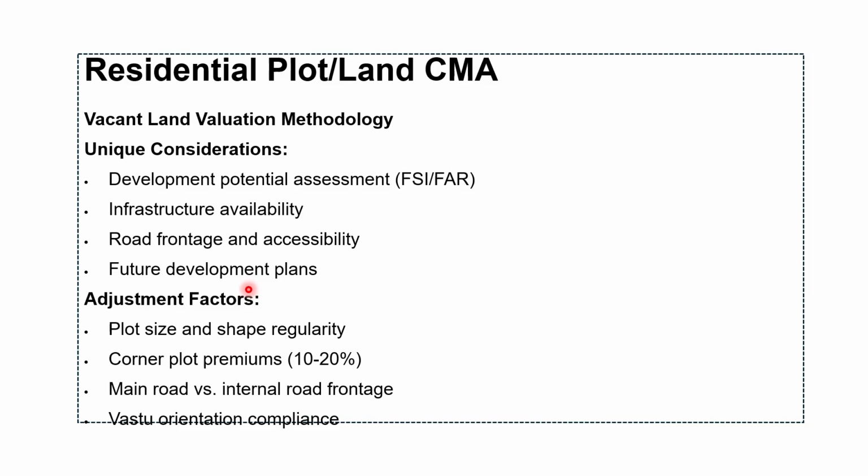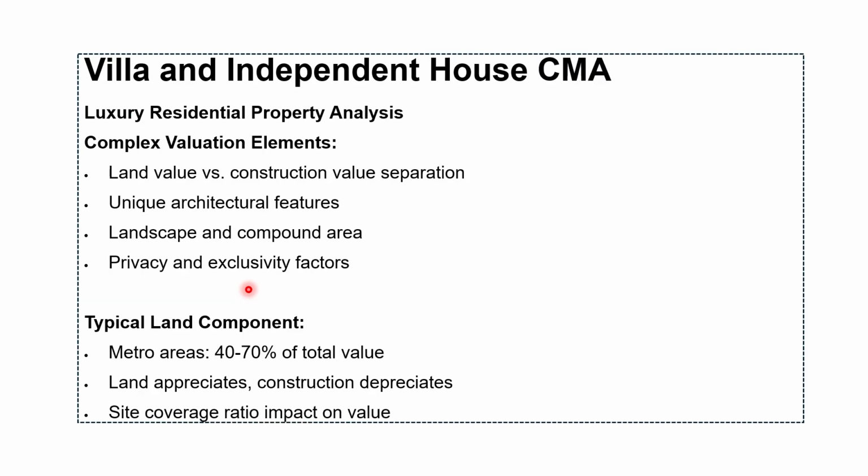Then similarly, we have villa and independent house CMA. So, when we are using comparables for that, we have complex valuation elements. Land value versus construction value separation. Sometimes the land on which a villa is built, we have to segregate them and then we have to understand. Now, why is that?